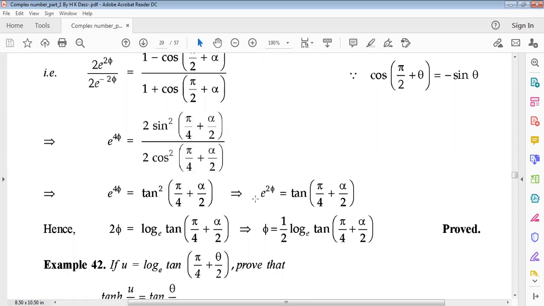Log e means what? It cancels. By using properties of logarithm, log e to the power 2 pi equals only 2 pi. This is equal to log base e of tan of this. So pi equals, dividing by 2 on both sides, half log e tan of pi by 4 plus alpha by 2. This is the required result.